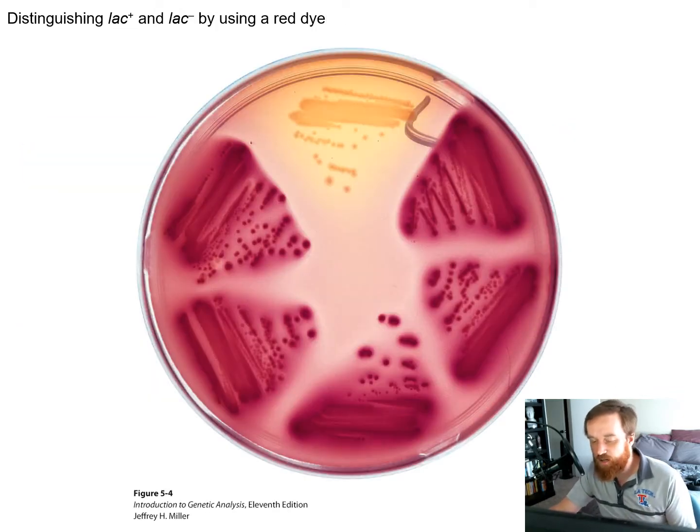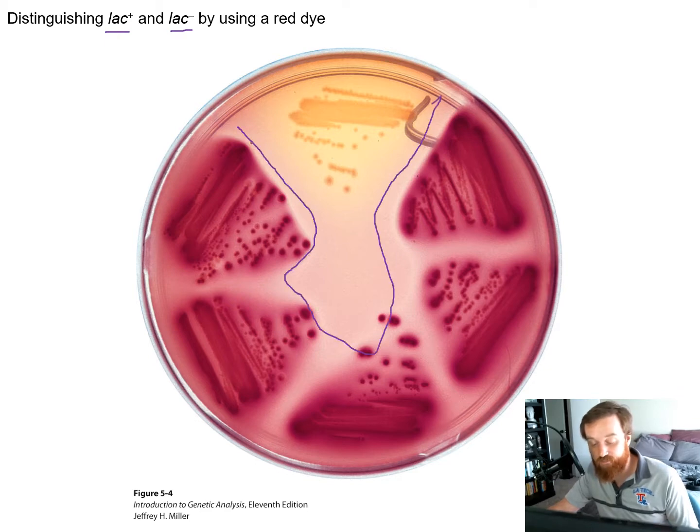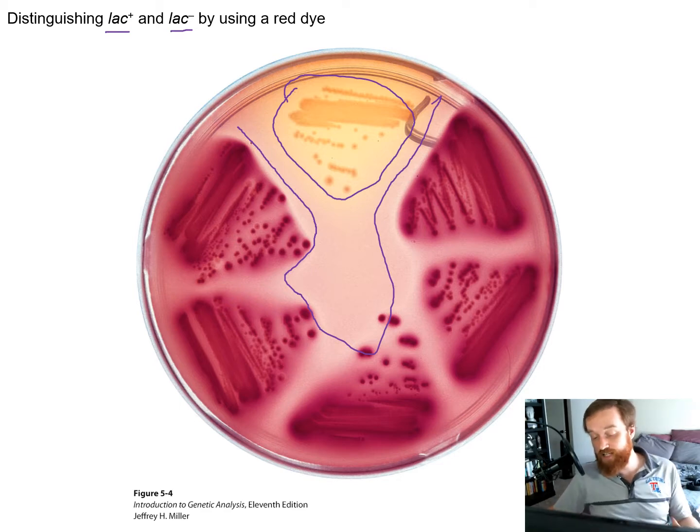In addition, there are dyes that are specific to some of these genes. One that we'll talk about is XGAL, which is a beta-galactosidase substrate. Here's an example of a plate where we have lac plus and lac minus cells. Lac plus being all these purple lawns or colonies over here. Lac minus being these individuals that were not able to create that pink or purplish color. So we also have visual cues beyond survivability that tell us what genes are inside these bacteria.